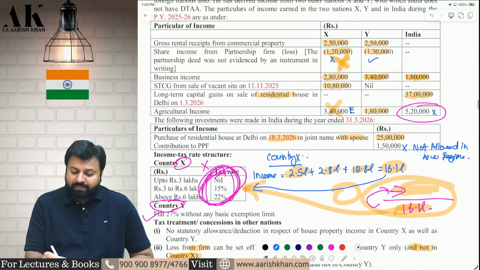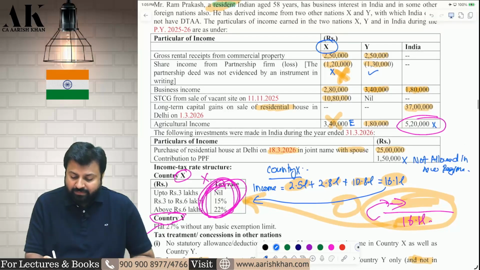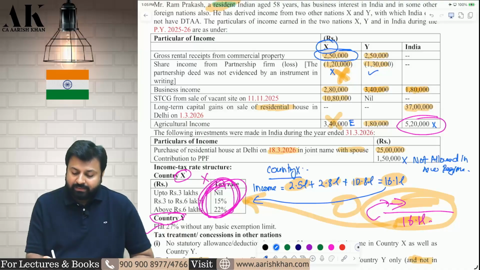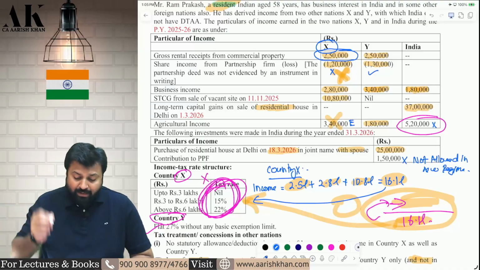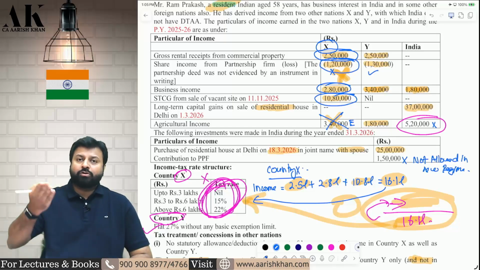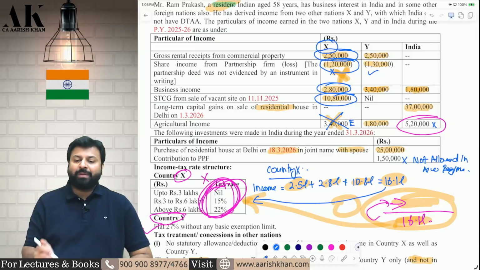Sir, what is doubly taxed income in case of country X? In case of country X, doubly taxed income is not 2,50,000, it is 2,50,000 minus 30%. Then, in case of country X, doubly taxed income is this 2,80,000, this 10,80,000, this is not doubly taxed income, and this 1,20,000 rupees you have to reduce, because on that 1,20,000 you are not paying tax in India.